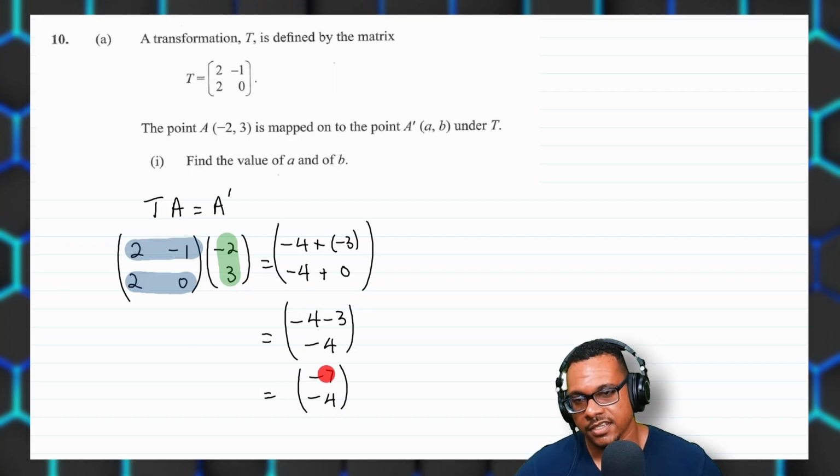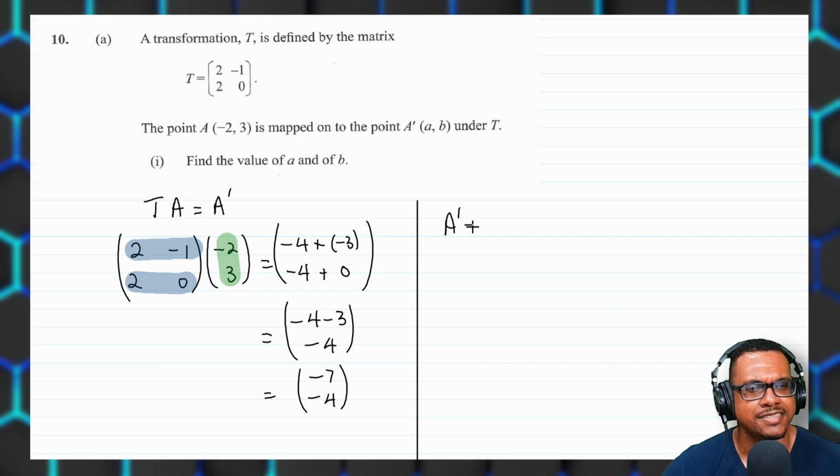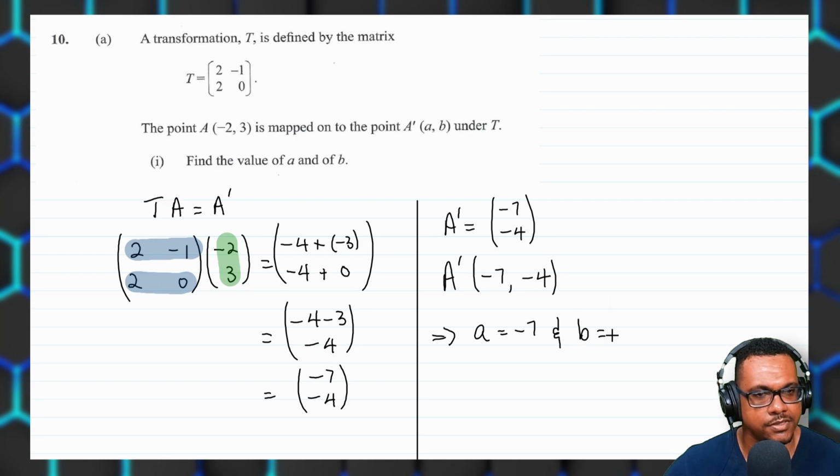So now this is your a and this is your b. We have A prime is equal to (-7, -4). Therefore, A prime is just -7, -4 as a coordinate, right? Which implies that a is equal to -7 and b is equal to -4.